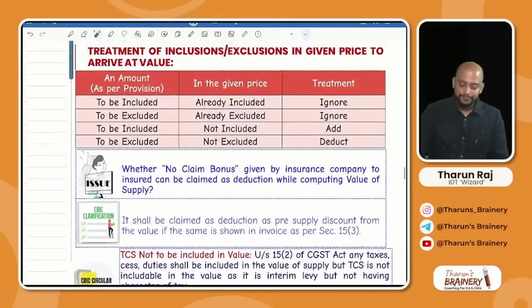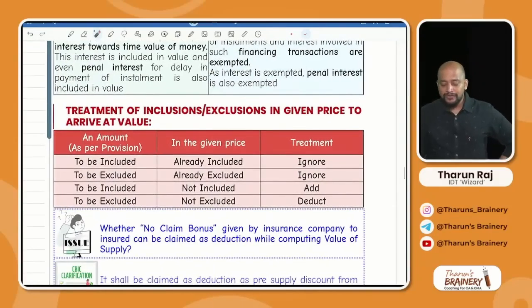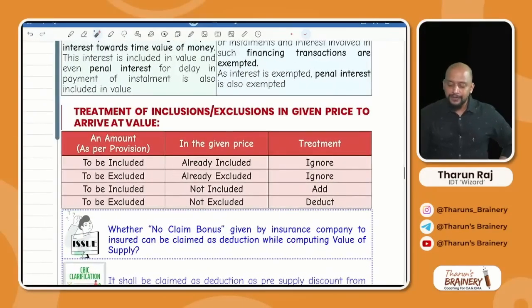Then look into this treatment of inclusions or exclusions. Whenever you get a question related to valuation, first you need to see the price, thereafter all the amounts given in the question. First you need to interpret each and every amount. As per provision, you need to check whether it is to be included or to be excluded. Say for example, packing charges. Packing charges are to be included as per 15(2)(c), and in the given price, what have they done? Already included. So ignore, don't do anything.